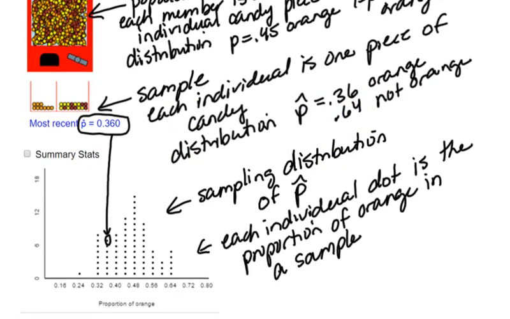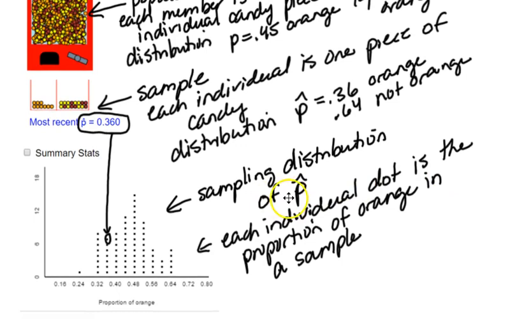Down here is what's called a sampling distribution of p hat. Each individual dot in this distribution is not an individual piece of candy. It is the proportion of orange in one sample. So this represents 50 different samples from this machine. The most recent sample is 36%. That represents the dot right here.